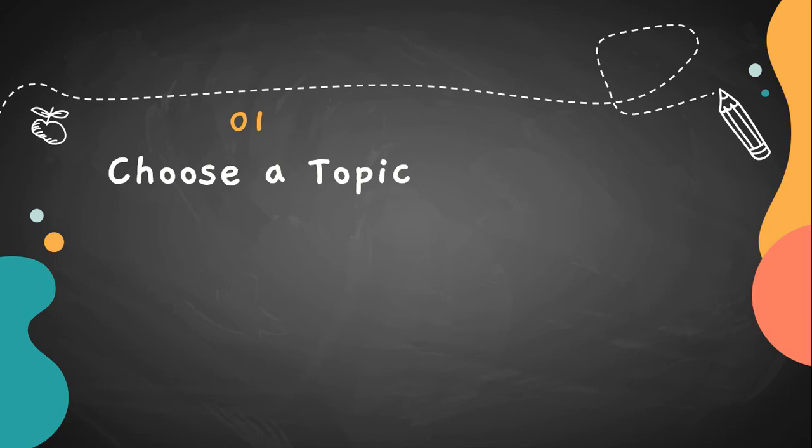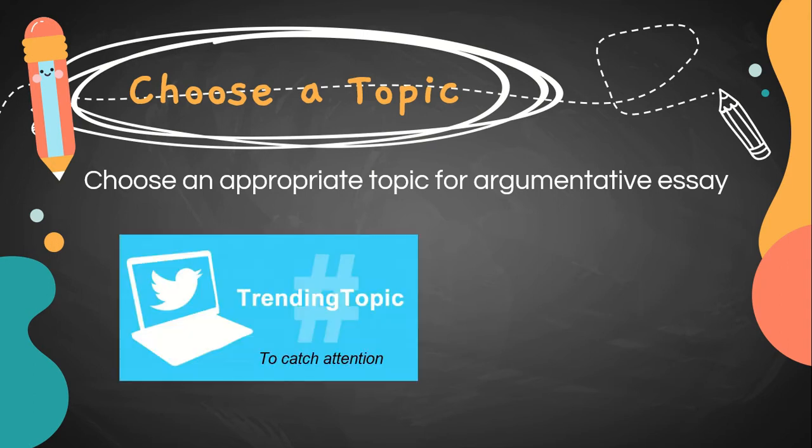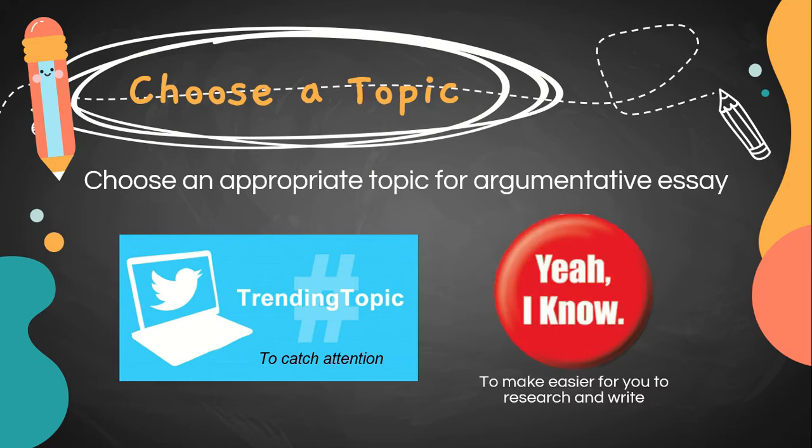Choose a topic. In choosing a topic, you have to choose an appropriate topic for an argumentative essay. Search a trending topic that can catch a lot of readers' attention. Choose a topic that you already know. That will make it easier for you to research and write.